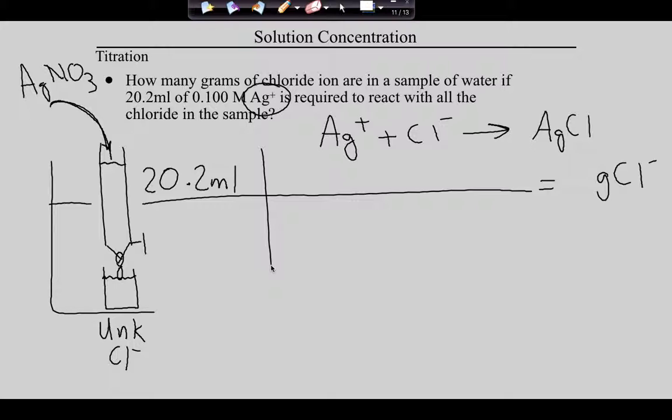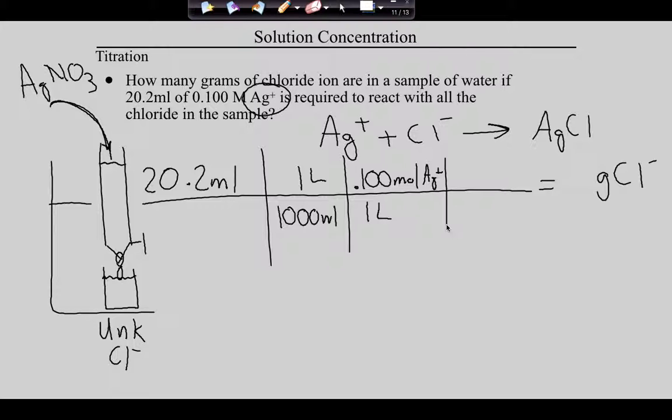Now, guys, we've got to figure out how to get from milliliters to grams of chloride. So, 1,000 milliliters is 1 liter. Why would I want to be in liters? Because once I'm in liters, what can I go to? Moles. How do I get there? The molarity. Because every 1 liter of this solution contains 0.001 moles of silver.